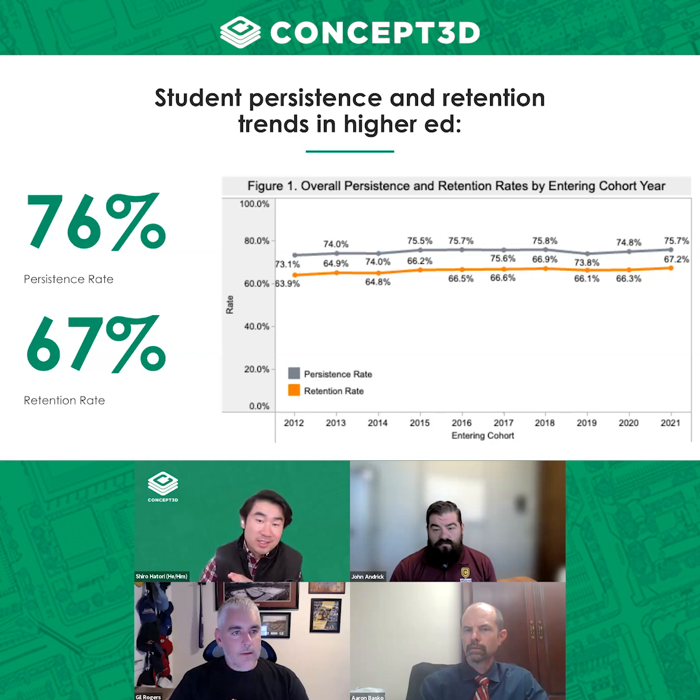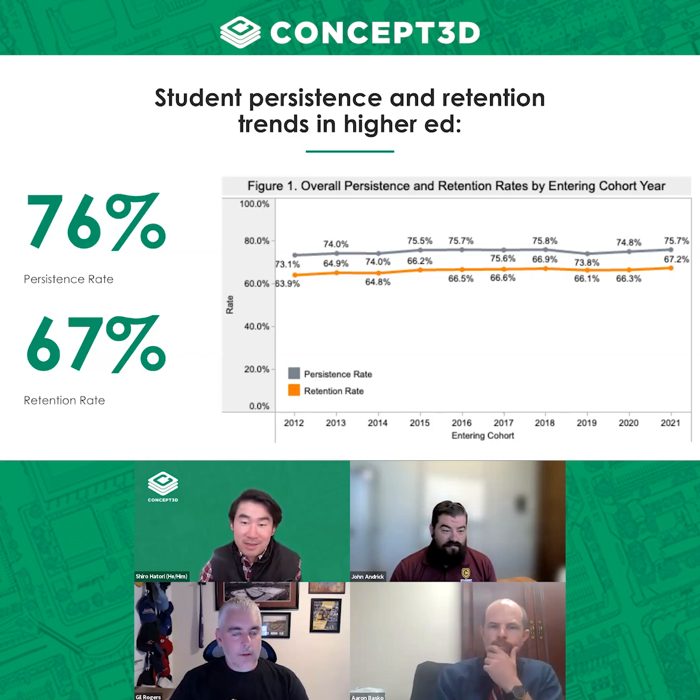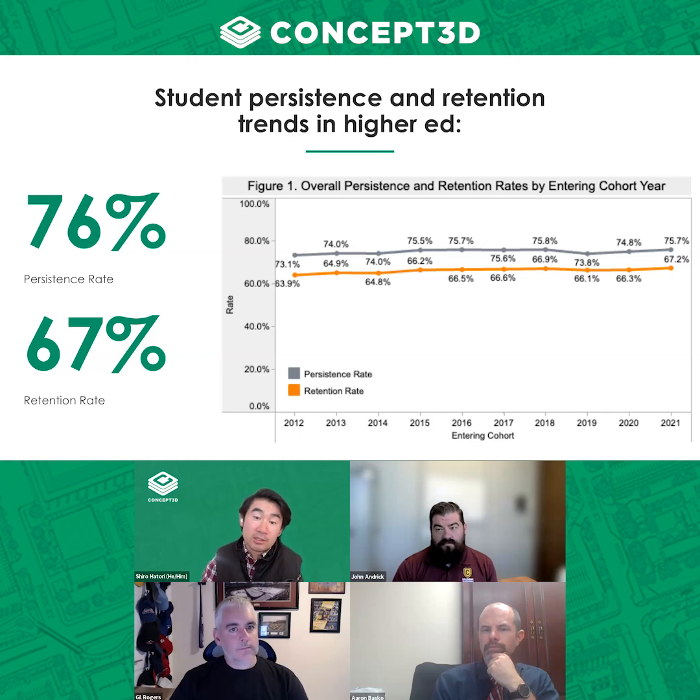The flip side of all this is the trend is great to see, right? But if you look at the other side of 67% and 76%, that still means 33% of students on average are dropping out from your specific institution, and 23% of students are dropping out from continuing their higher education as a whole. So that's a lot. What I see is a lot of opportunity left on the table. And I'd love for that to be the start of our discussion here today.